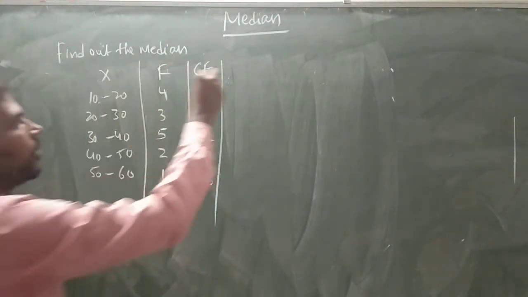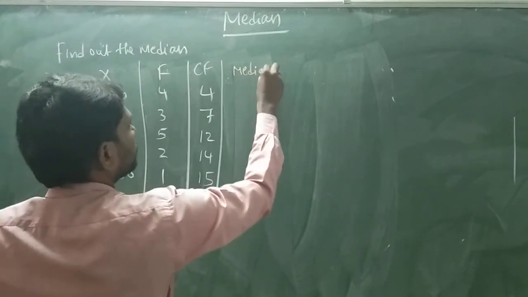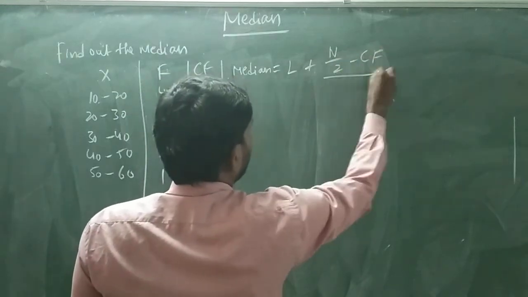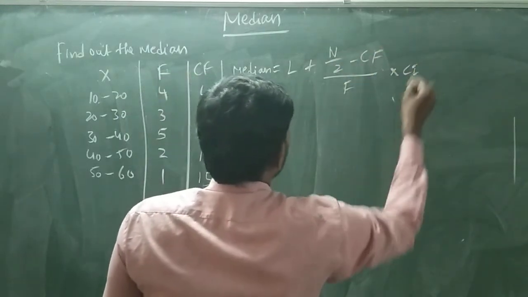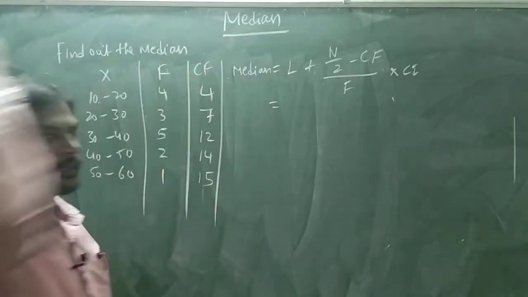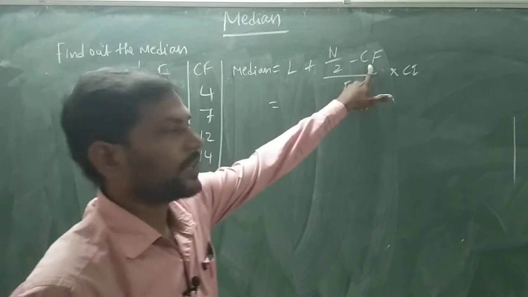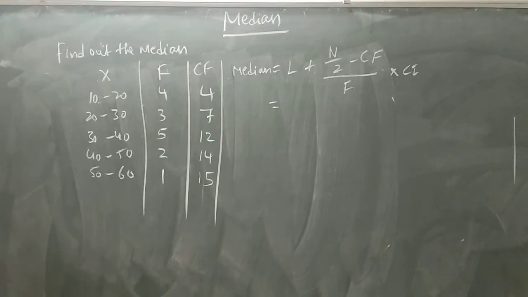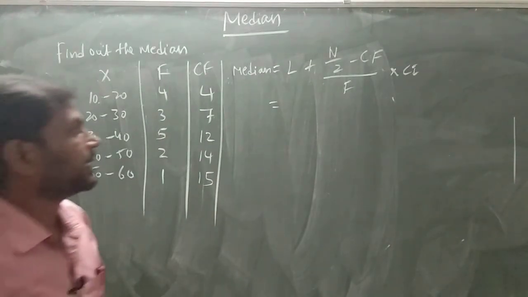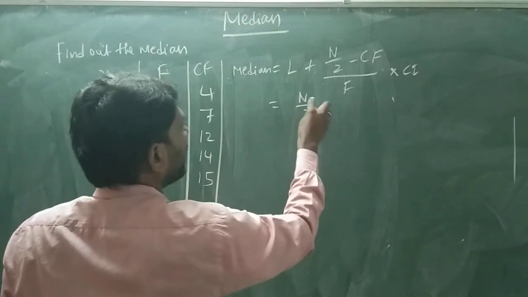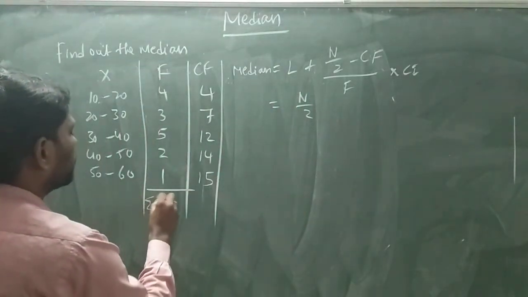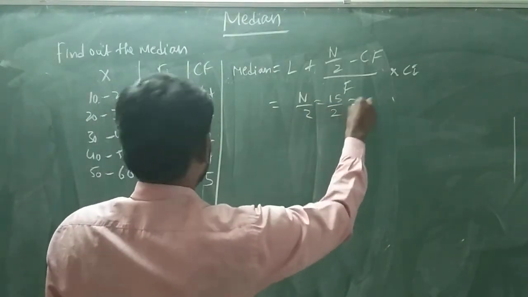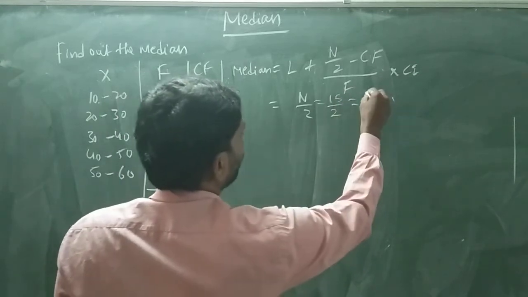So the median formula is median equal to L plus (N by 2 minus Cf) divided by f into Ci, class interval. L is the lower limit, Cf is cumulative frequency, Ci is class interval. Now find out capital N by 2. Capital N is summation f, which is 15. So N by 2 is 15 by 2, which is 7.5.